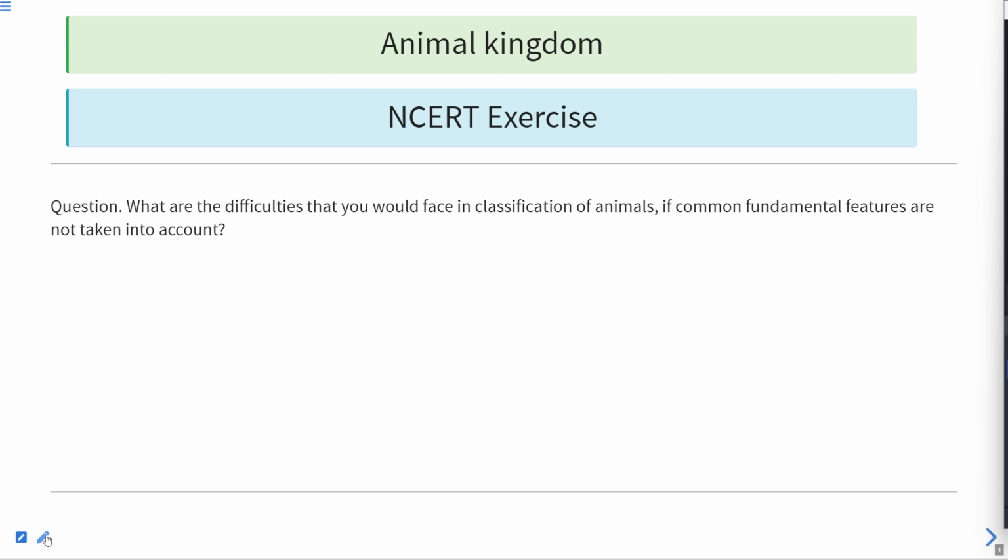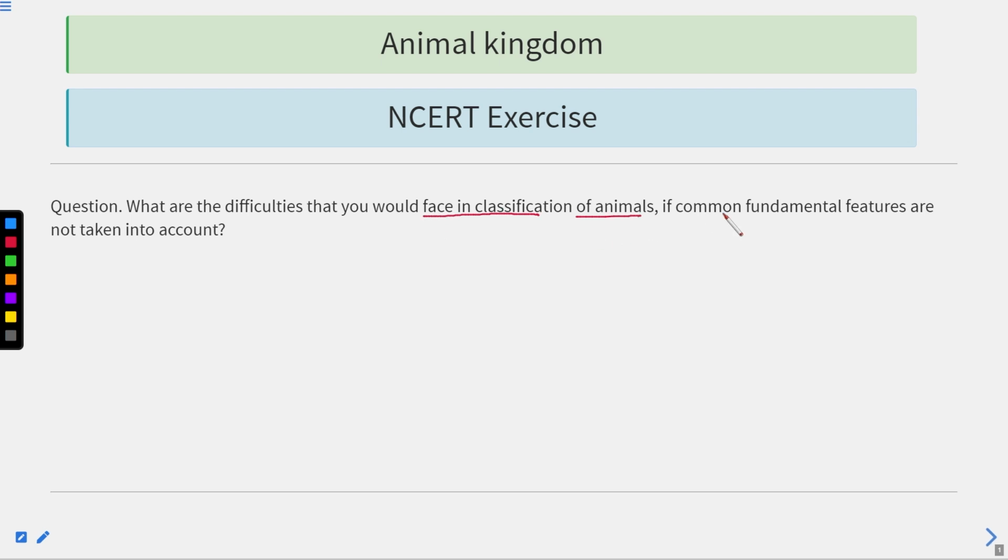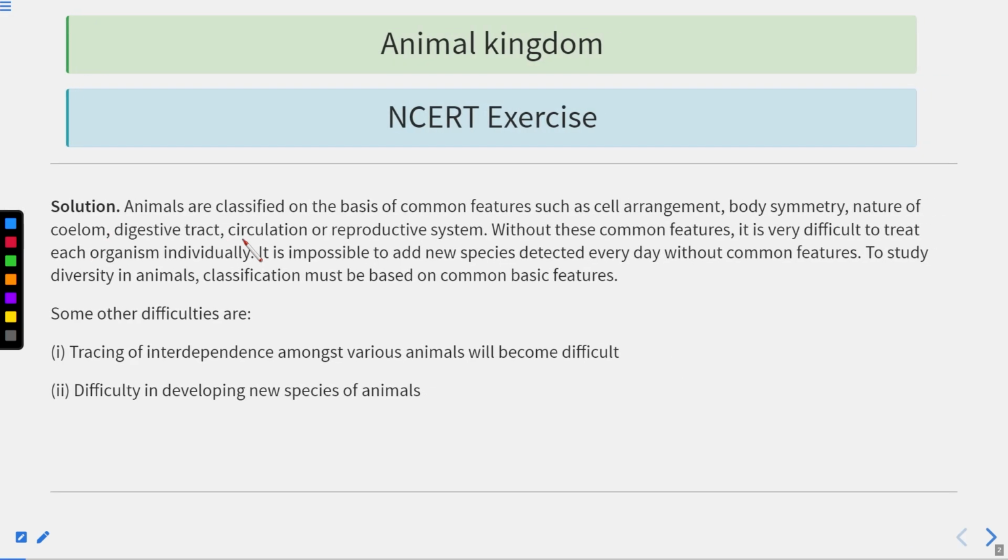So the first question is, what are the difficulties that you would face in classification of animals if common fundamental features are not taken into account, right? Generally, we take some fundamental features to classify the organism, but here they are asking that if you do not take any fundamental features, then how are you going to classify the animals, or what are the difficulties that you are going to face in classifying the animals.